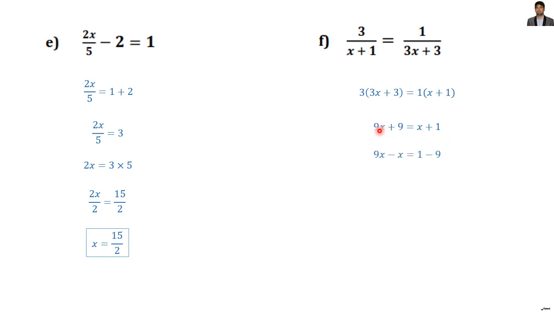Move x to the left side, 9x - x. And move 9 to the right side, 1 - 9. And simplify this. 9x minus, there is no number here, it means 1x. 9 - 1, 8. 1 - 9, -8. Divide both sides by 8 and we'll get x = -1.